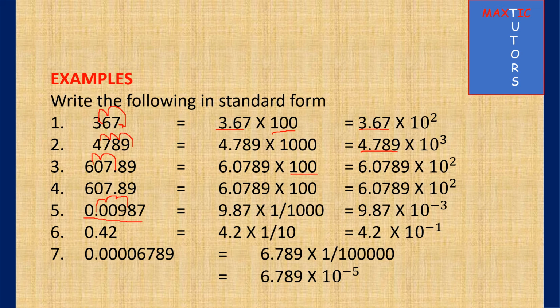3 times forward is what? Divided by 1000. And 1000 is what? 10 raised to the power minus 3. So it will be 9.87 times 10 raised to the power minus 3. And that's how you are going to go on and on to do this.